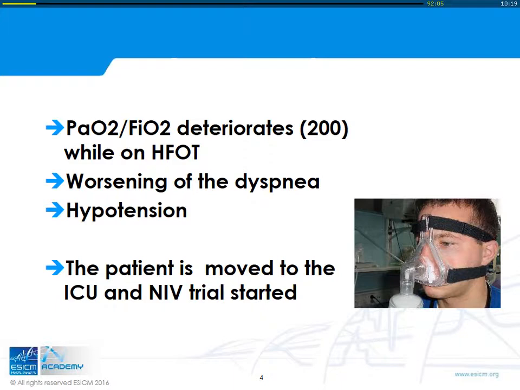What was the urine creatinine? The urine creatinine for the moment is normal.